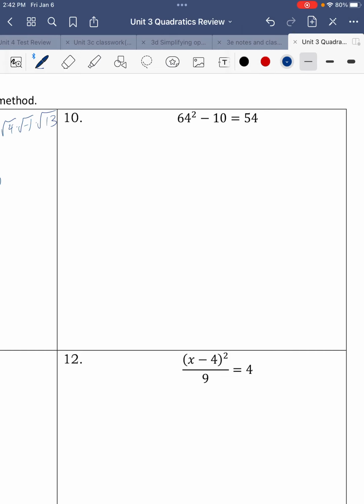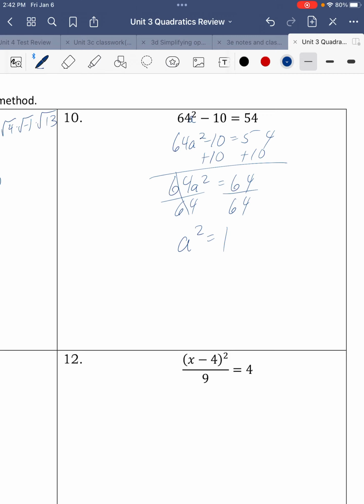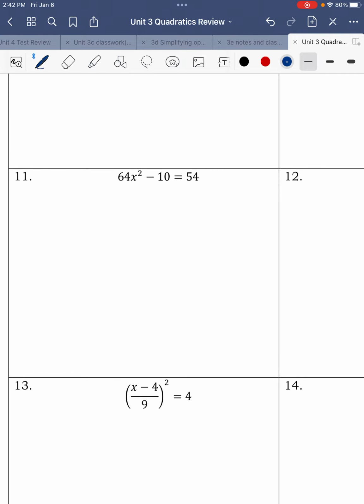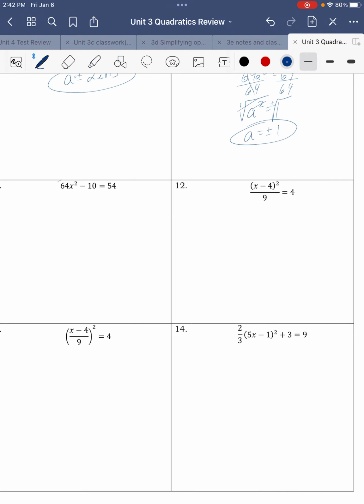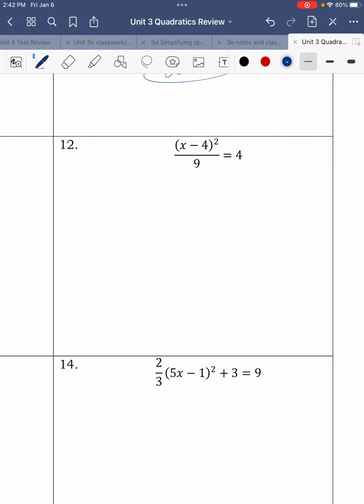All right, number 10. Oh, the a did not come through. That should be 64a squared, I believe. I don't actually have the answer here, or the packet. So I'm going to solve. Divide by 64. That's going to work out real nice. 64 divided by 64 is 1. When you square root, you have a positive and a negative. You get a equals a positive 1 and a negative 1. Number 11. Oh wait, why is that? That's the same problem. So just skip it.